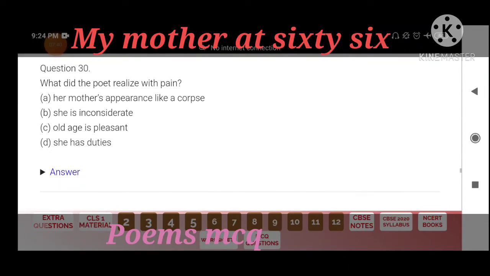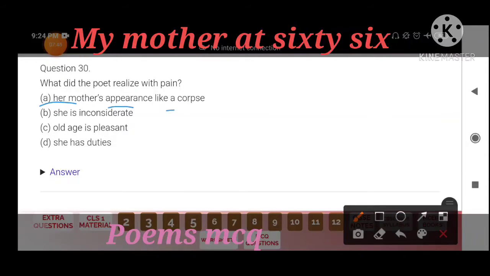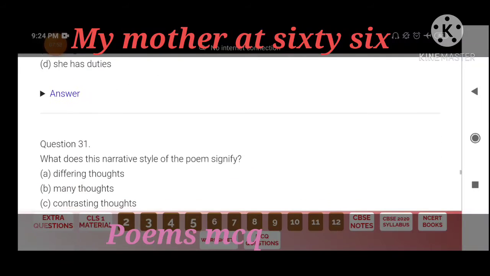What did the poet realize with pain? Her mother's appearance like a corpse, is inconsiderate, old age is pleasant, and she has duties. So answer is her mother's appearance is like a corpse. Why? Because with the old age.